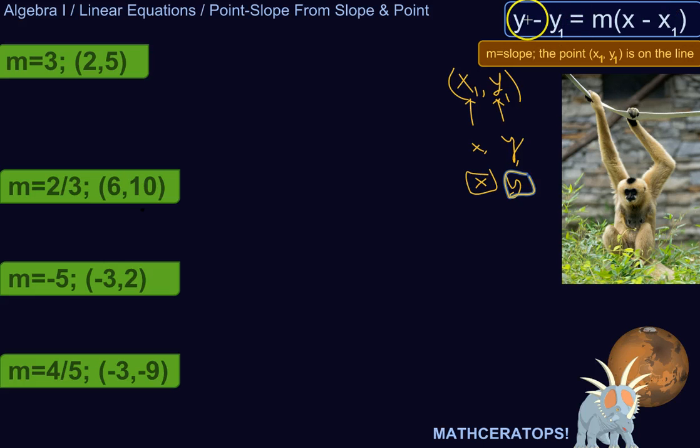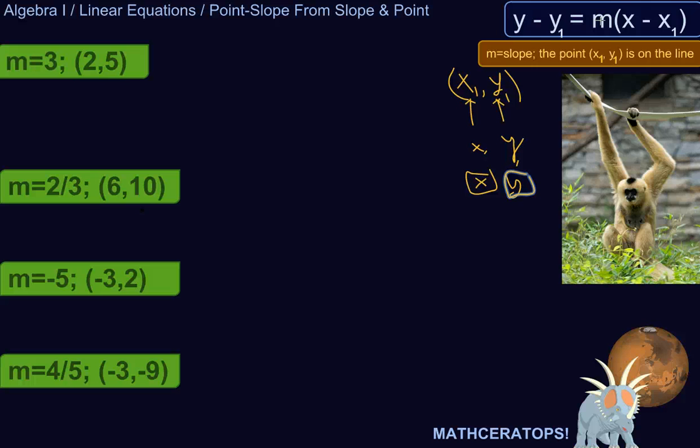So what this equation means is y minus the y coordinate of a point on the line is equal to the slope of the line times x minus the x coordinate of a point on the line. And the x and y coordinates have to be for one point on the line. You can't pick an x coordinate from one point and a y coordinate from another point on the line, only from the same point. Okay, so that's what it's saying.